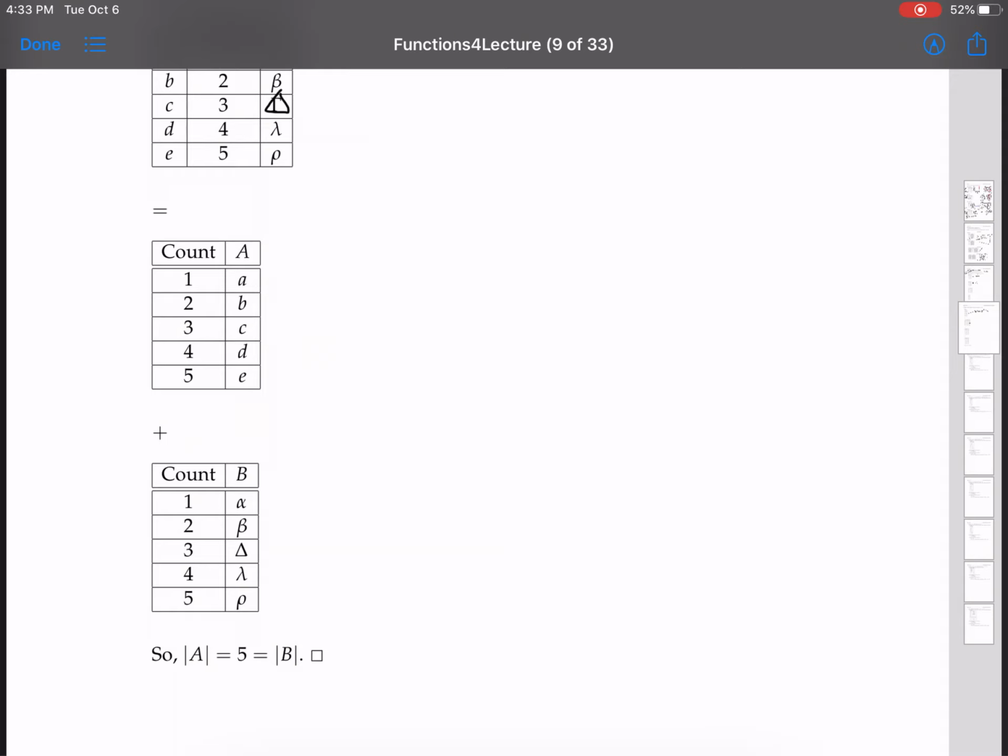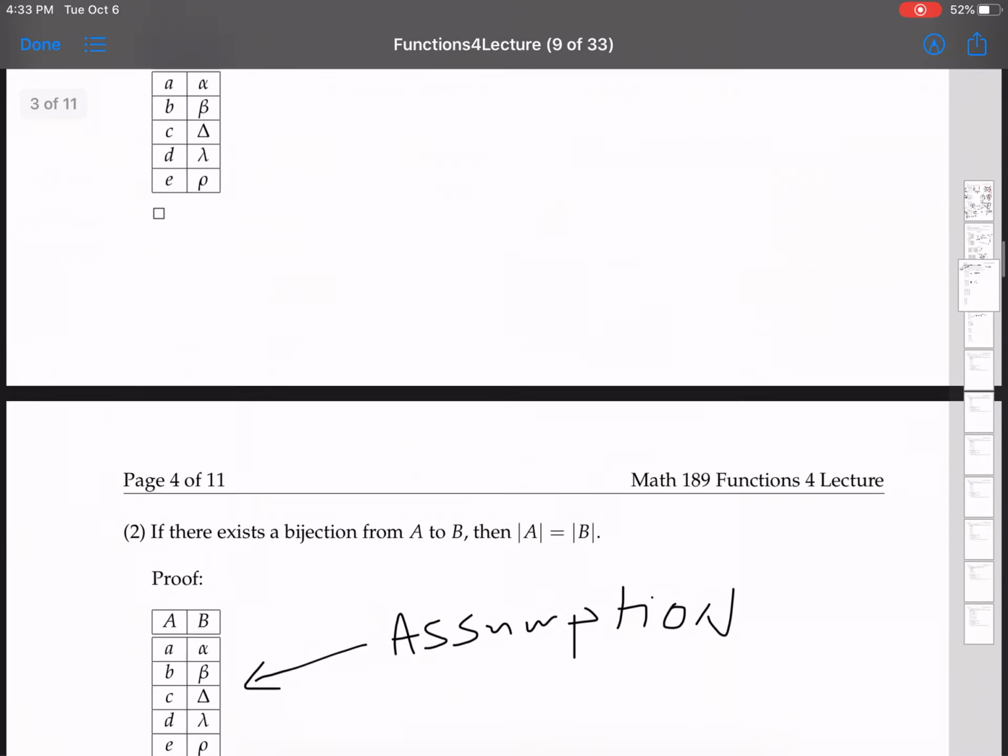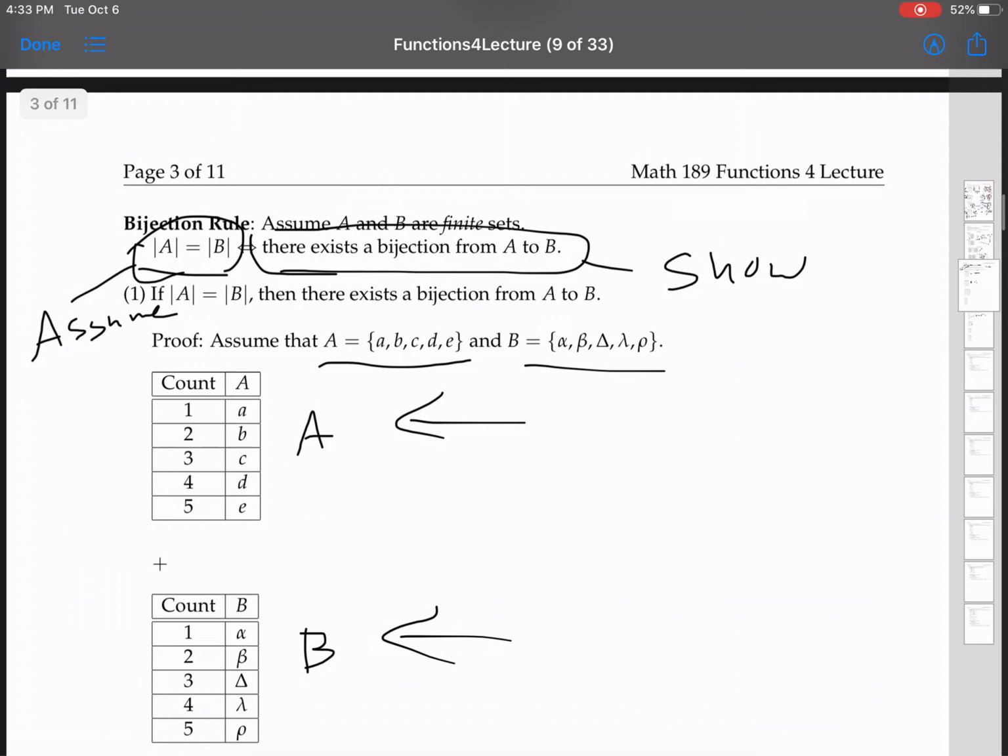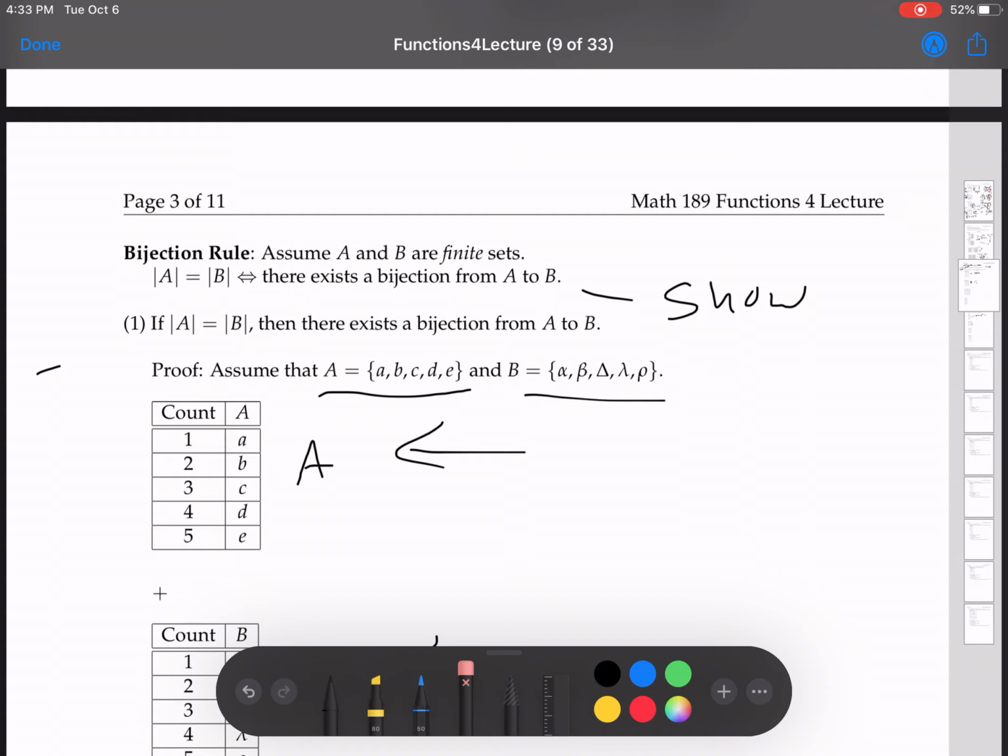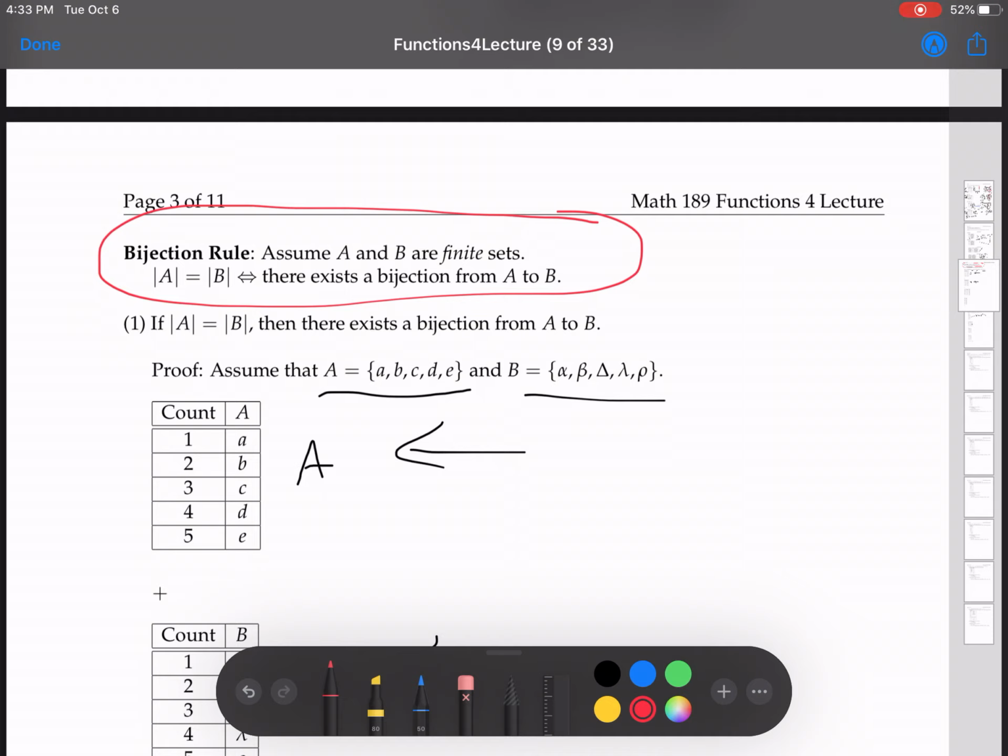So that proves the bijection rule for finite sets. That's what I aim to do, is to show you that this is true, not because we say it is, but because we can prove it to be true. This is truth. You can see that it's true.